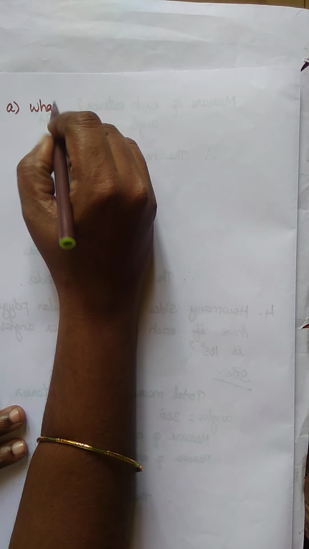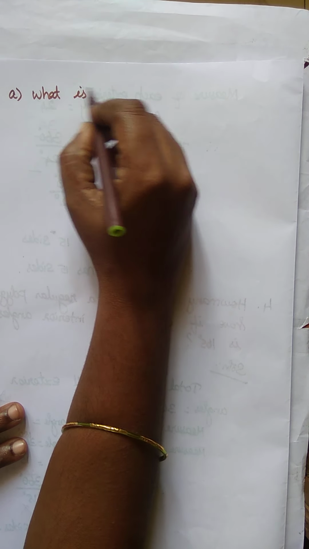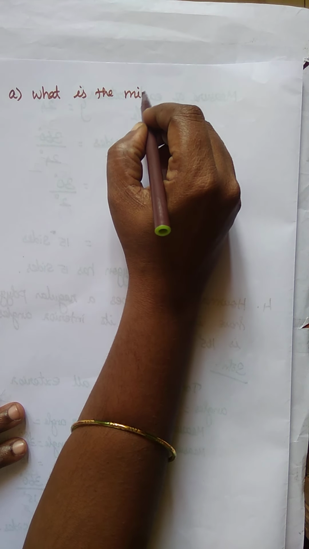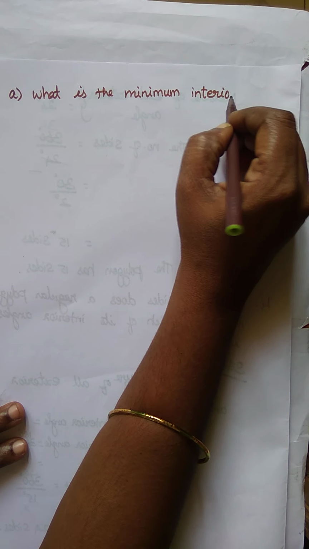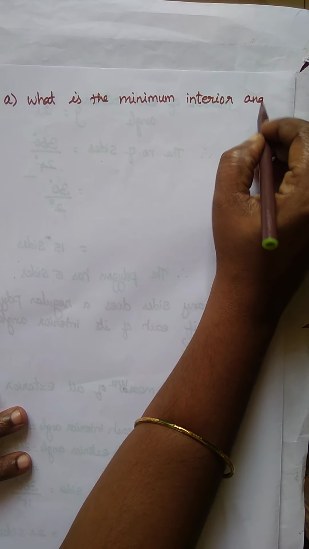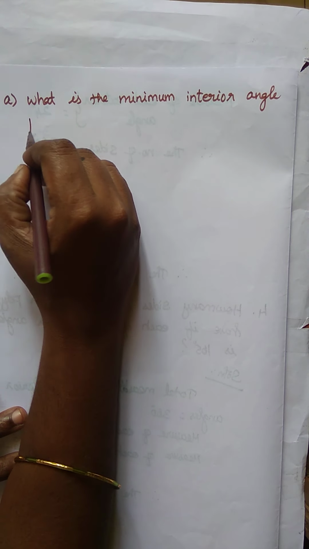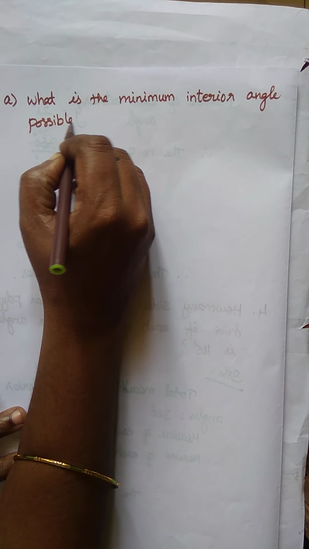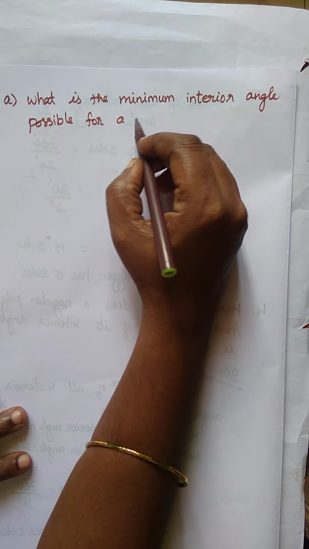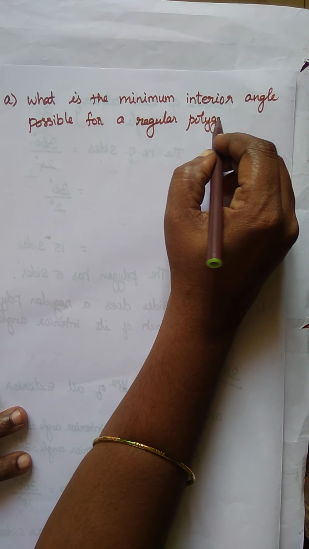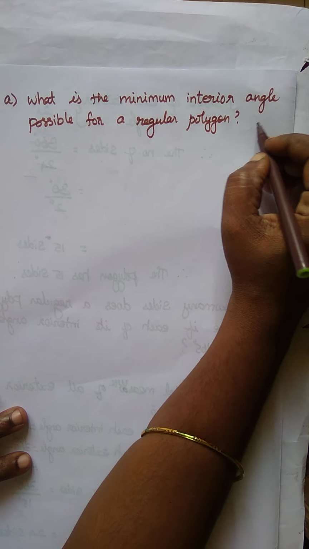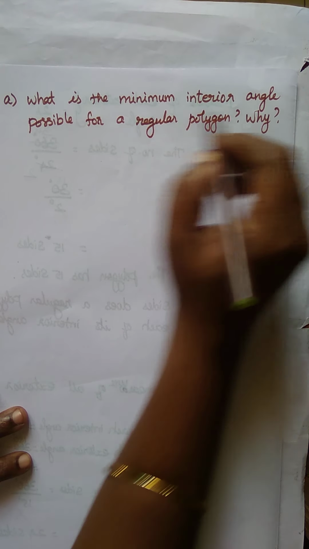Now question number 6, 6a part. What is the minimum interior angle possible for a regular polygon? So in a regular polygon, we have to find what the minimum interior angle is. Why? What is the reason for that?